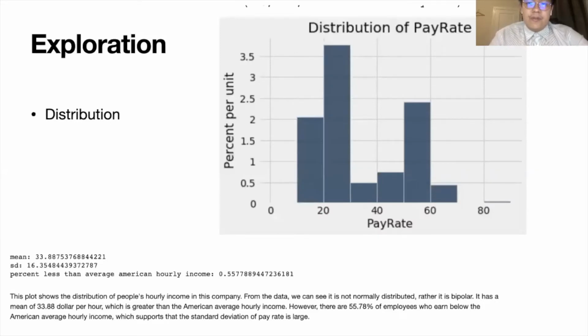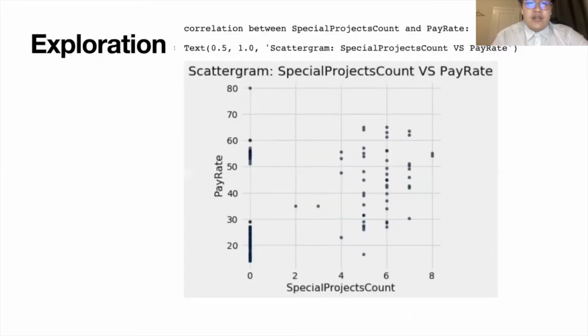We look at the distribution of employees' pay rate, and we find that it is not normal. It is bipolar. So we can see that there are two clusters. The first cluster on the left are perhaps the lower level workers, and the cluster on the right are the managers. And lastly, we did explorations on the scattergram and plotted the scattergram between special projects versus the pay rate, and we can see that there is a clearly positive linear trend between these two variables.